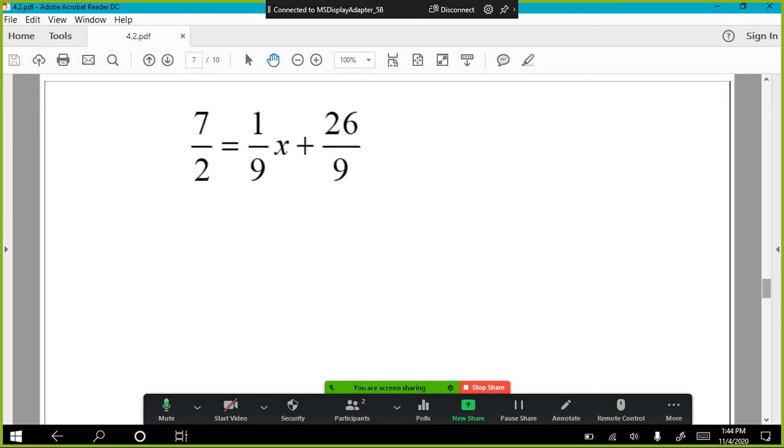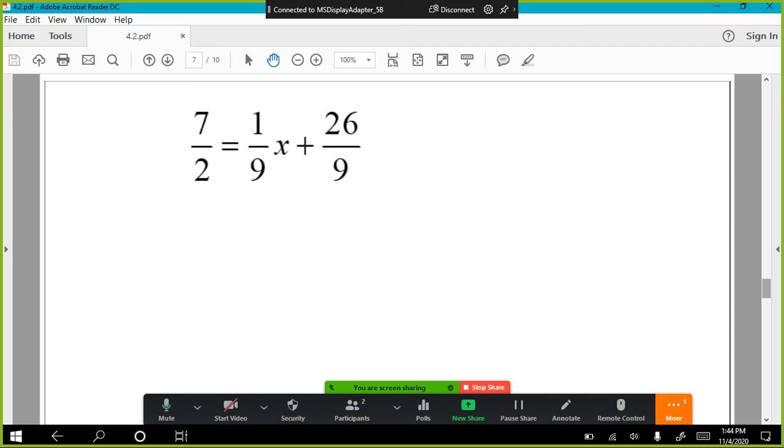All right, now what do we do with fractions? Well, the nice thing about these calculators we have in class, they have fractions on there. So this is absolutely no different. Okay, 7/2 equals 1/9 x plus 26 over 9. Some books will teach you how to eliminate the denominator by multiplying everything by a common denominator. But because we have calculators that handle fractions, there's no reason to do that.